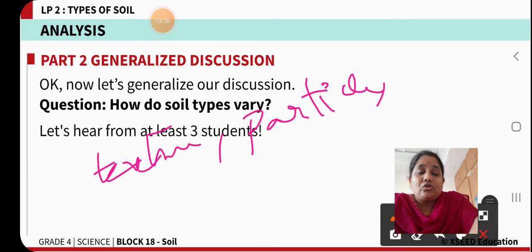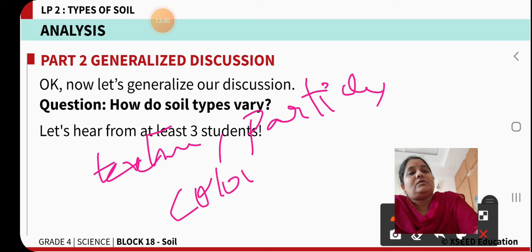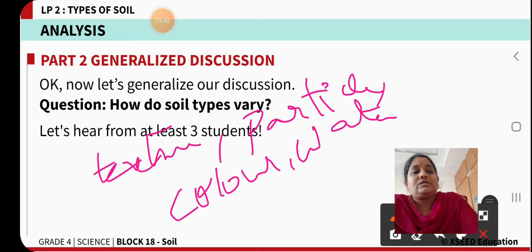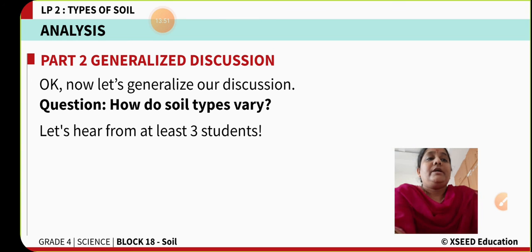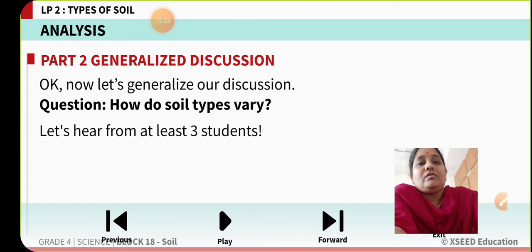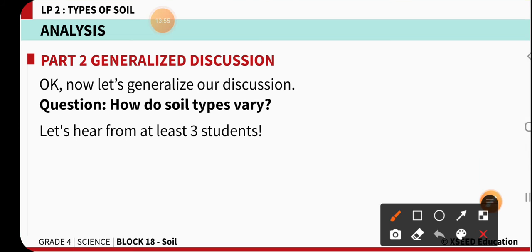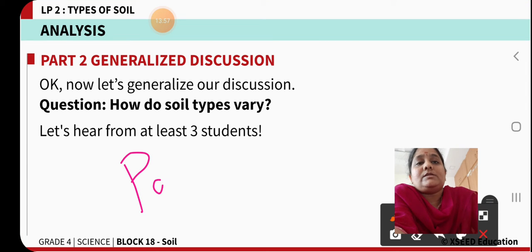Based on their color and water holding capacity. Along with all these things, one more important factor that plays a role in soil type formation is the parental rock. What type of parental rock it is?